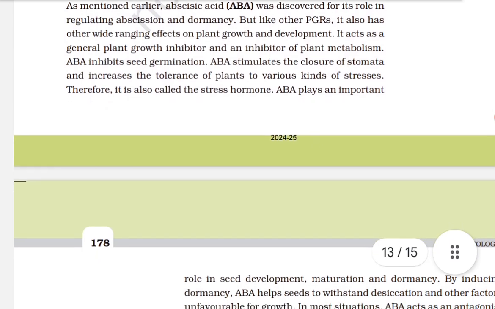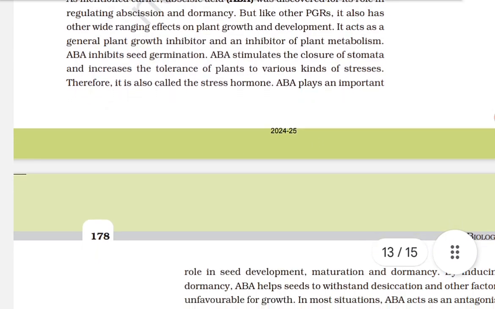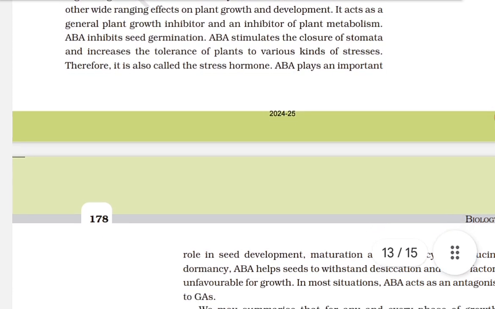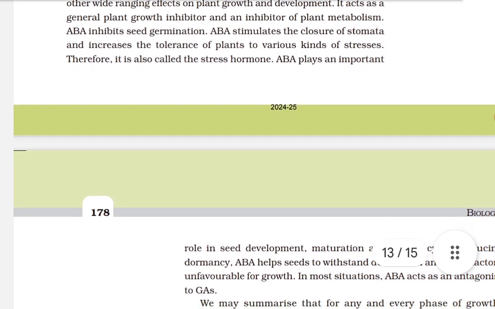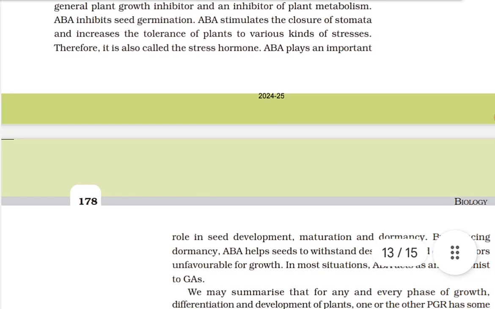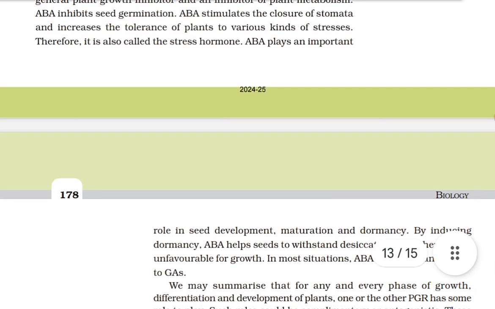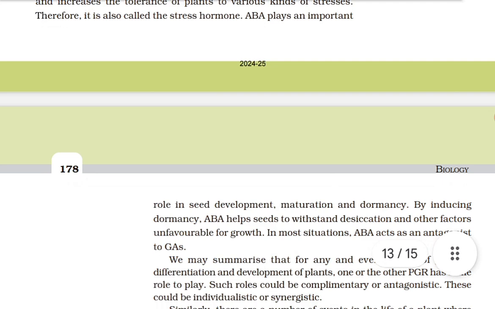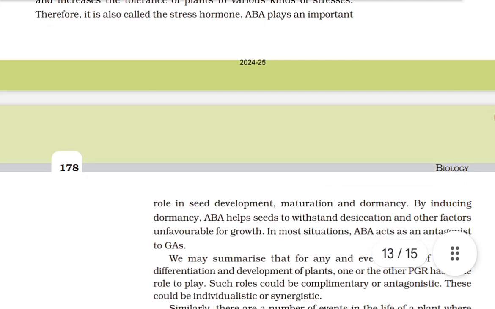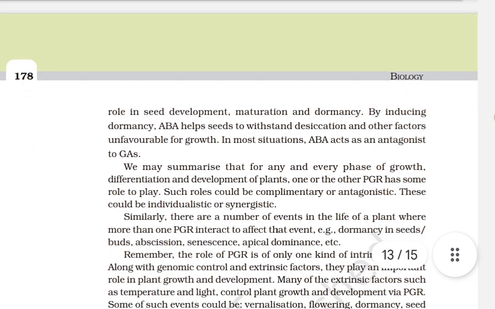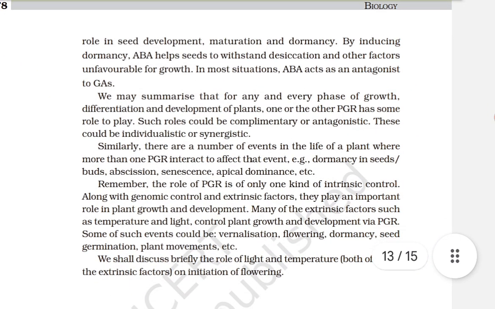किसमें important role play करता है? First, seed development, maturation and dormancy. By inducing dormancy, abscisic acid helps seed to withstand desiccation and other factors unfavorable for growth. In most situations, ABA acts as an antagonist to GA. Abscisic acid acts as an antagonist to gibberellic acids.